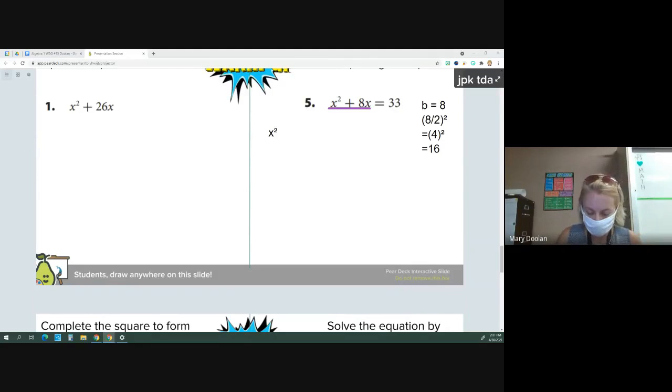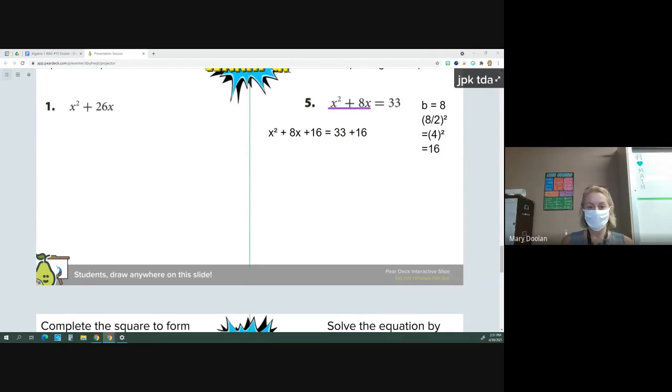Plus 8x is there. Now we're going to add 16 to the left. And that completes the square on the left-hand side. But because we add 16 to the left, we have to keep our equation in balance. So we're going to also add 16 to the right.